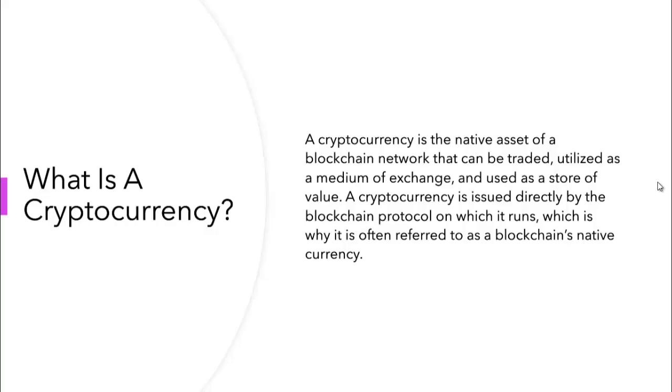What is a cryptocurrency? A cryptocurrency is the native asset of a blockchain network that can be traded. You can call it a crypto coin, a cryptocurrency. So it is the native asset of a blockchain network that can be traded, which means let's say I create the Crypto Haven blockchain. So the Crypto Haven coin is the Crypto Haven's cryptocurrency, just like we have the Ethereum blockchain. The Ethereum blockchain's native asset is Ether.